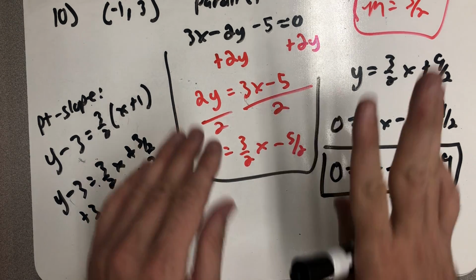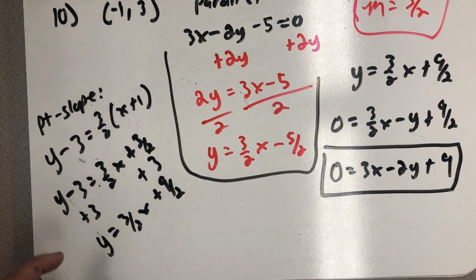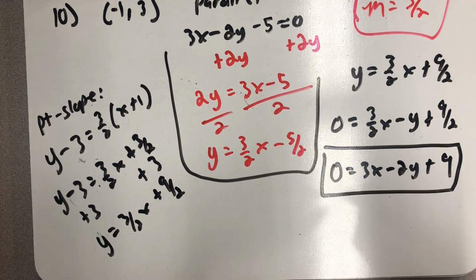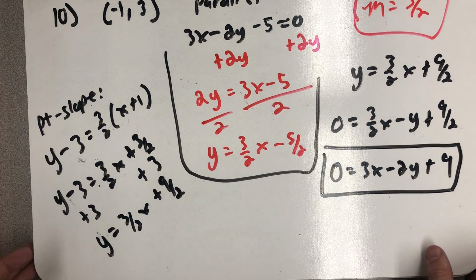So here, parallel line, I have point slope. I actually did find the slope-intercept form, and now I have the general equation of that line. Next up, we're asked to do problem number 14.